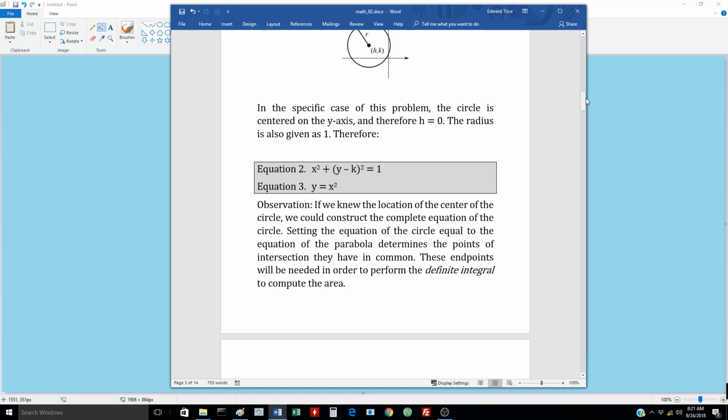Again, if we knew the location of the center of the circle, we could construct the complete equation of the circle, set the equations equal to one another, and determine what those actual coordinates are. We're not there yet, though. You notice here in equation 3, y equals x squared, and we have an x squared here in equation 2. Well, x squared is just y, so that's going to be our first step.